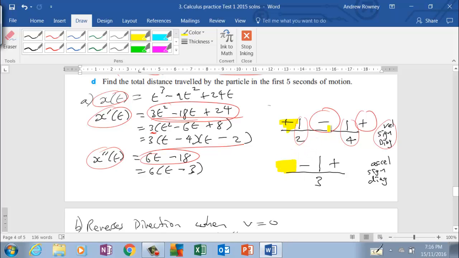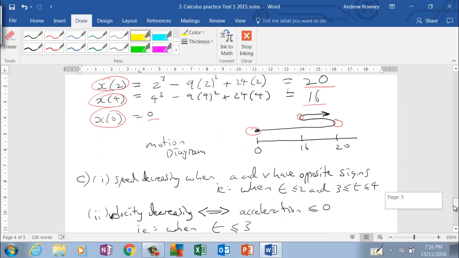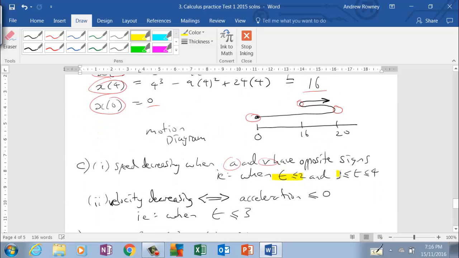The other time they're opposite is in this region here, in between 3 and 4. So it's negative and positive, but the other regions, they're the same. So less than 2 and in between 3 and 4, which is what this says, less than 2 and in between 3 and 4. Now that's speed, but velocity is different.